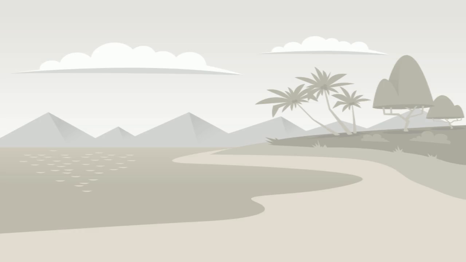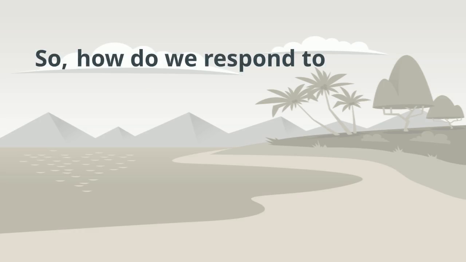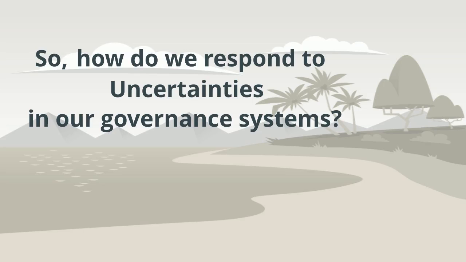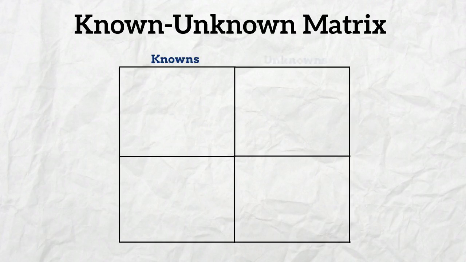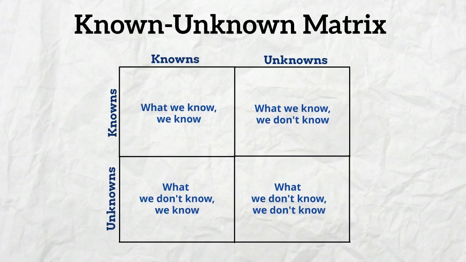So, how do we respond to uncertainties? How can we work together in our governance systems to appropriately manage our uncertainties and make suitable decisions for the people involved in our system? A simple way of managing uncertainties is to characterize them according to what we know and do not know within our system by classifying the current knowledge about our system into a known-unknown matrix.